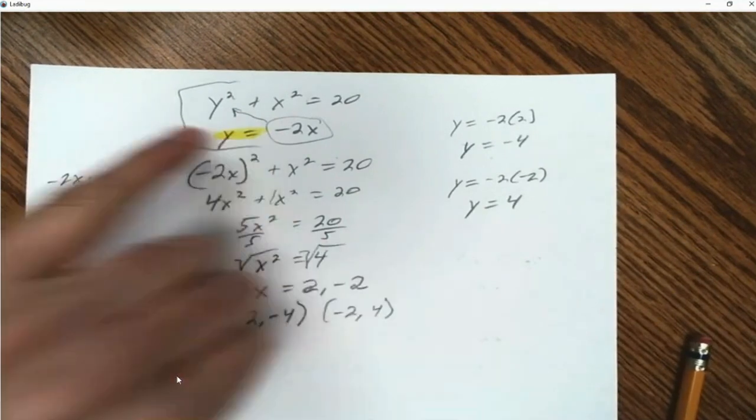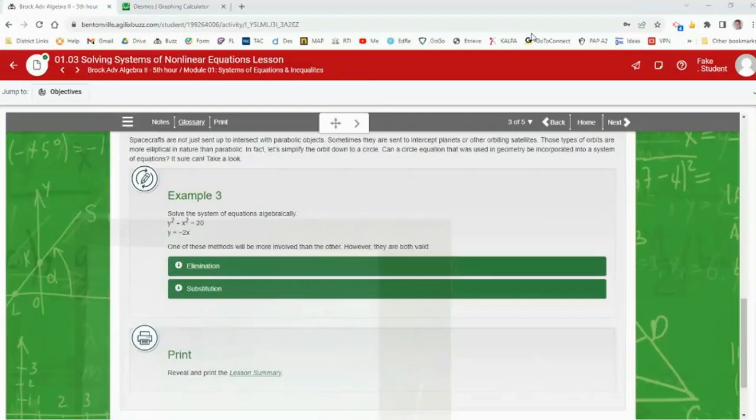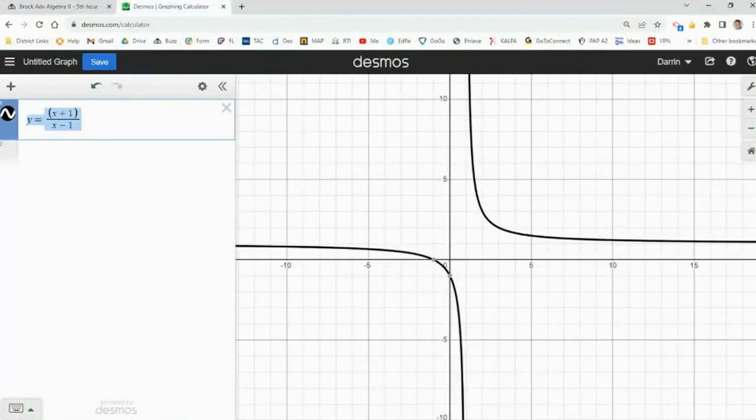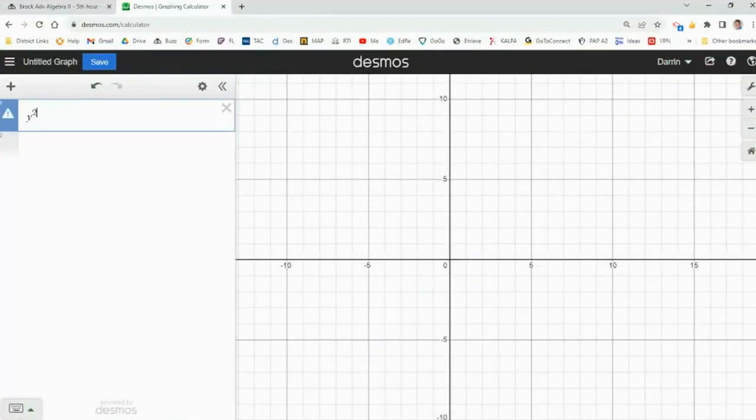So let's graph these two equations to check our work. Y squared plus x squared equals 20. That's the circle right there.